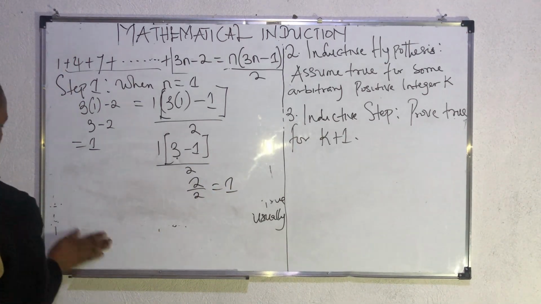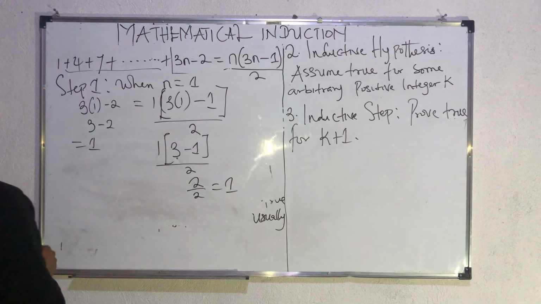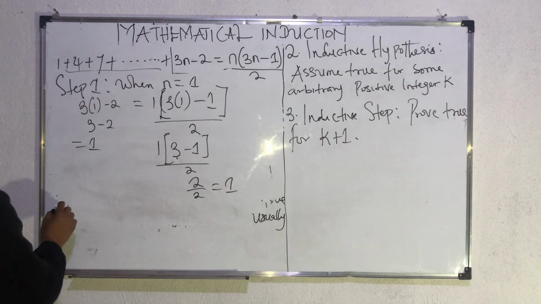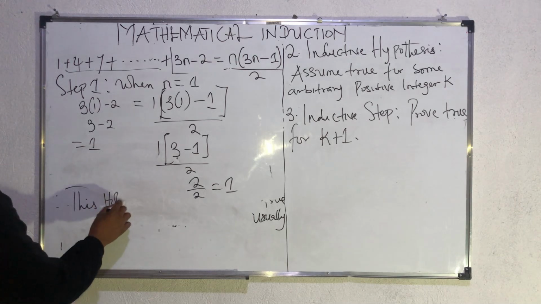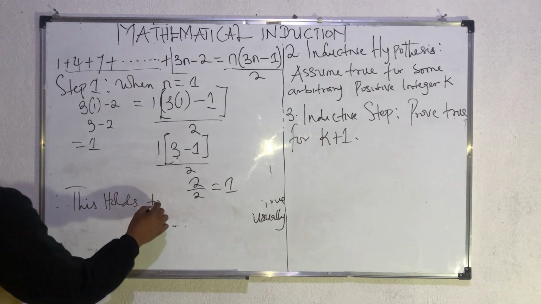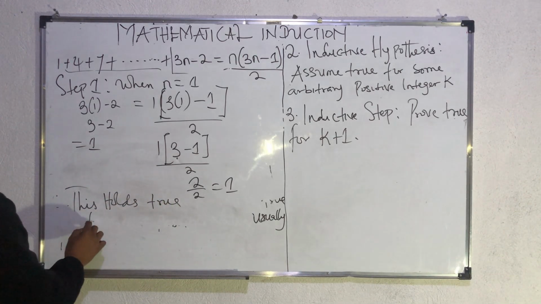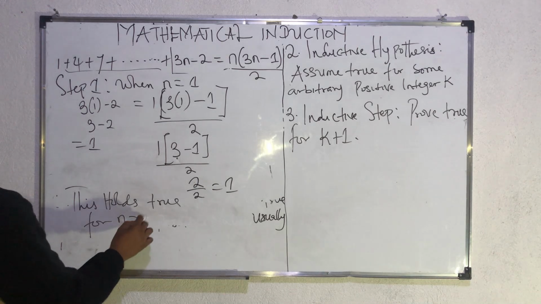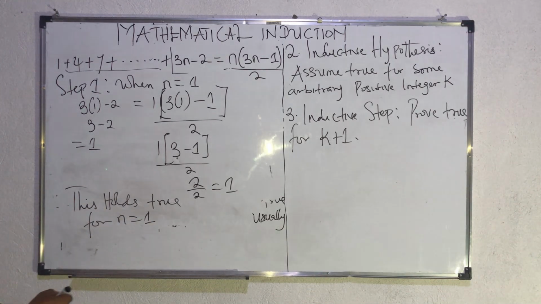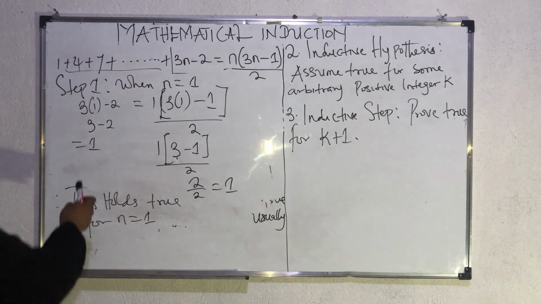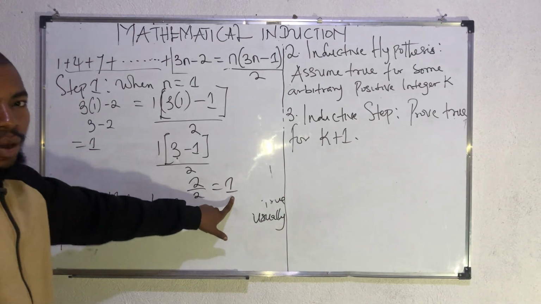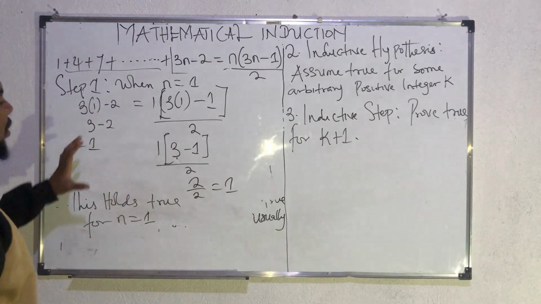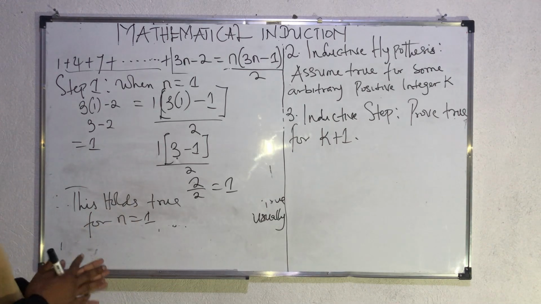Hence, we can say that, therefore, this holds true for n equals 1. We can see that on our left hand side, we've gotten a 1, and on the right part, we've also gotten a 1. Hence, this is true, and we can proceed from here.